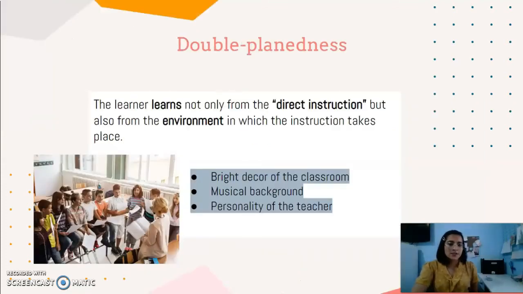Double-planedness. So this means that the learner learns not only from the direct instruction, but also from the environment in which the instruction takes place. So this is why for this method, the decoration of the room, the musical background, the personality of the teacher, the way in which the chairs are arranged in the classroom, things like this are also very important for learning.